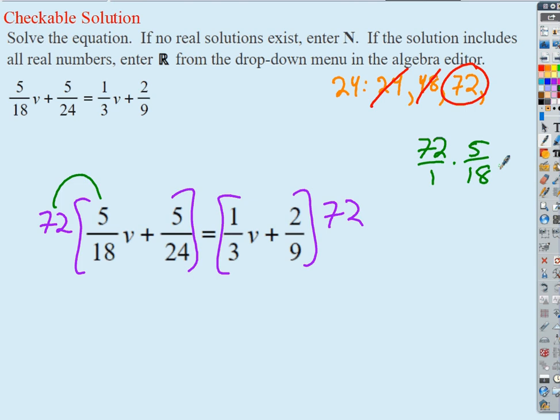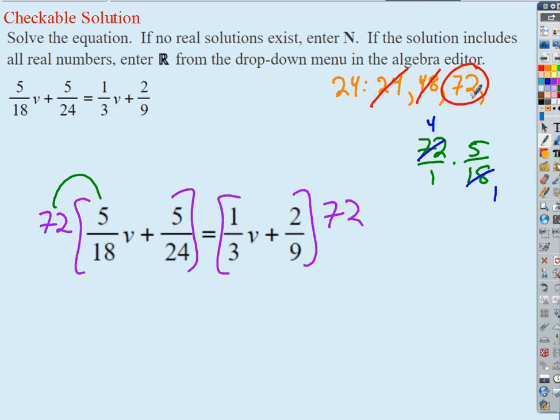How about the 72 and the 18? 18 goes into 72 how many times? 4 times. So I could reduce that to a 4 and a 1, right? Is that an accident? Did we just get lucky? No, it's going to do that every time. How come? Because we picked 72 on purpose, because all the denominators divide evenly into it, right?